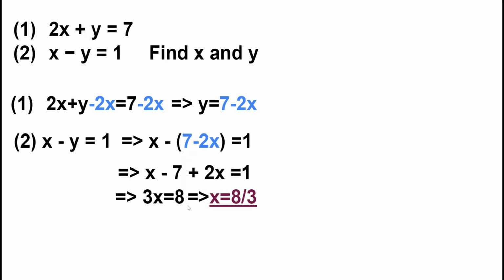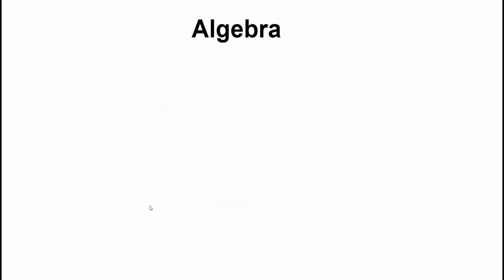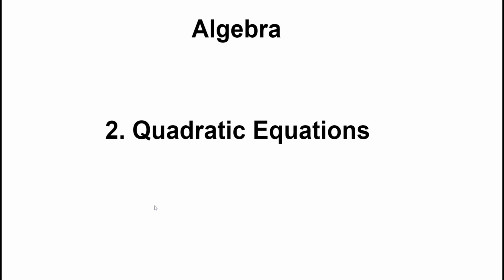x equals 8 divided by 3. And then we replace it in the first equation. y equals 7 minus 2x. So y equals 7 minus 8 times 2 divided by 3, which is 16 divided by 3. So 7 times 3, 21 divided by 3, minus 16 divided by 3, which is 5 divided by 3. All right. So let's go to the second section, which is quadratic equations.